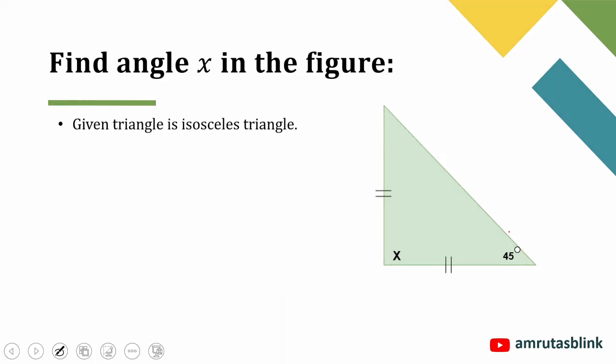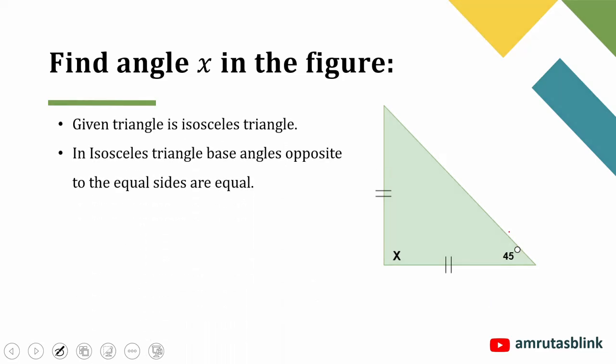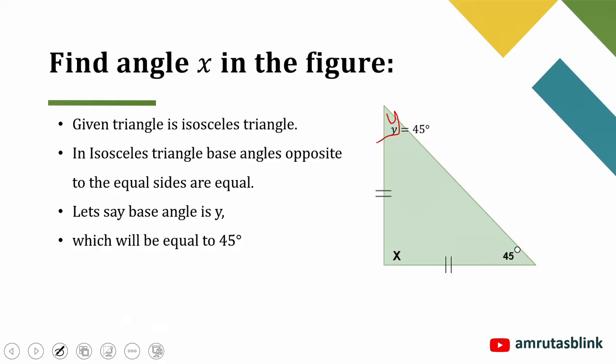Find angle X in the figure. Given triangle is an isosceles triangle. In an isosceles triangle, base angles opposite to the equal sides are equal. So, let's say base angle is Y. So, this angle is Y. Then this Y is 45 degree. Hence, by angle sum property, X plus 45 plus 45 is equal to 180 degree. That is X plus 90 is equal to 180, and hence X is equal to 90 degree.